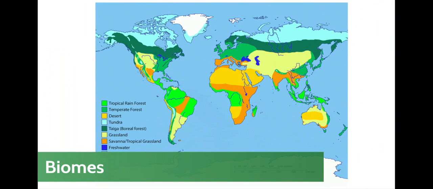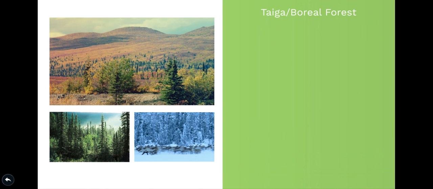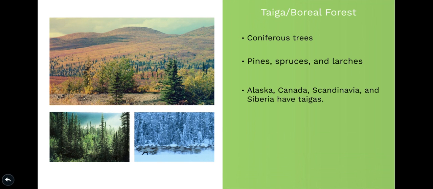Now, the next stop is just a bit further south into Canada, and we're going to go into what we call taiga or boreal forest. This is generally a biome that we only find in the northern hemisphere, and it is predominantly covered in coniferous trees. These are evergreen trees, things like pines, spruces, and larches. We find them in Alaska, Canada, Scandinavia, and Siberia. Again, as we said, in the northern hemisphere.